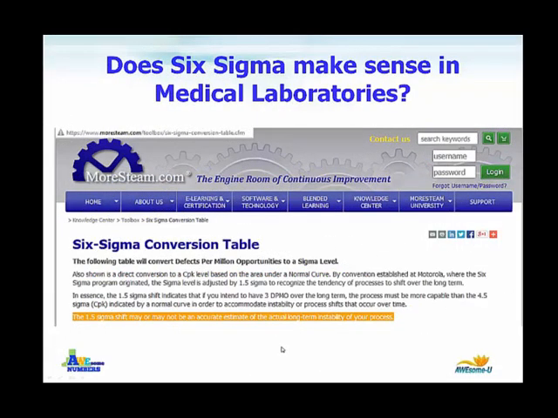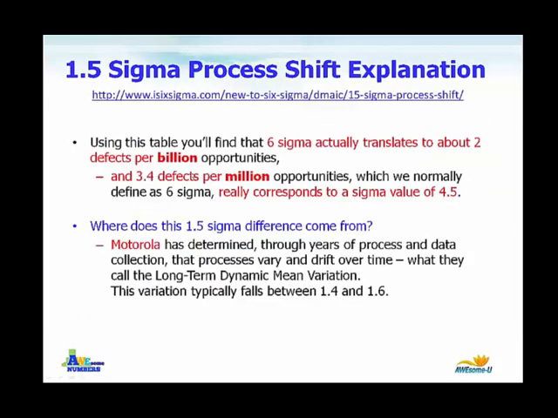There is an assumed shift in sigma, in 6 sigma, that they automatically adjust by 1.5 sigma to recognize the tendency of processes to shift over the long term. The 1.5 sigma shift may or may not be an accurate estimate of the actual long-term instability of your process. This is from morestream.com. Here's another sigma explanation.